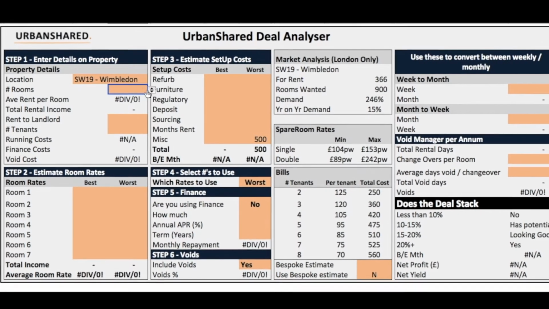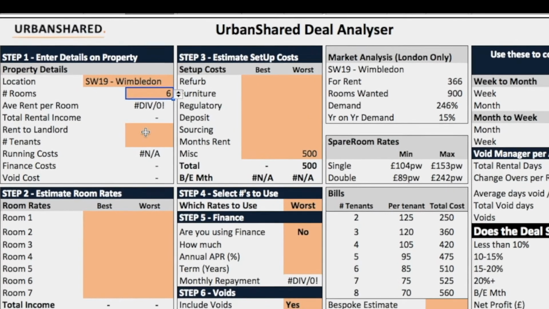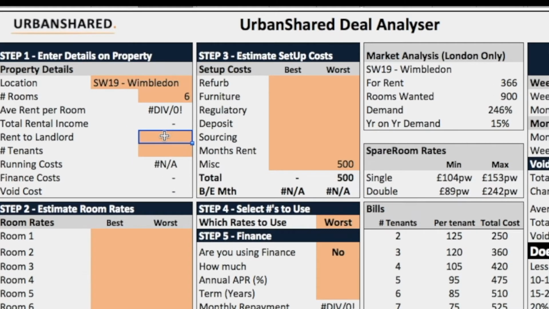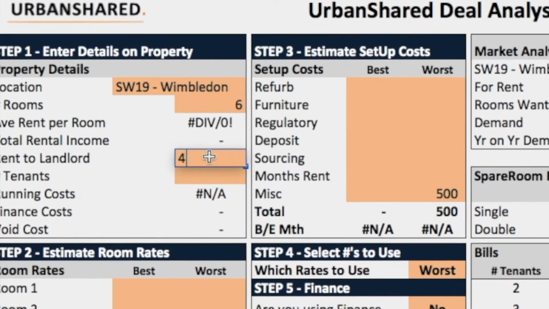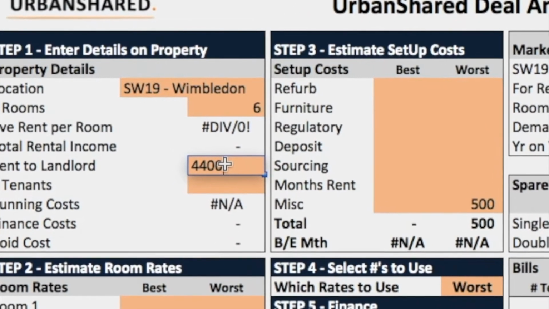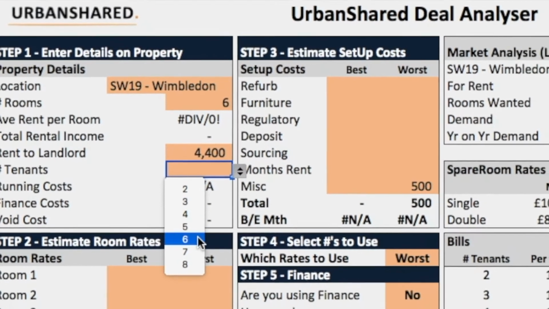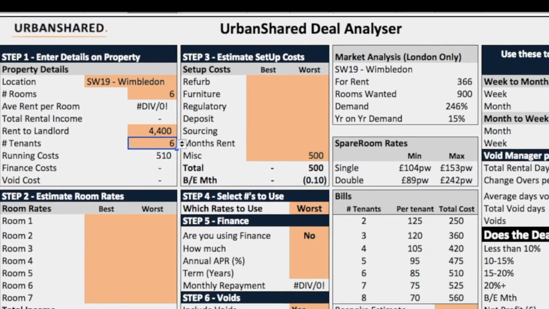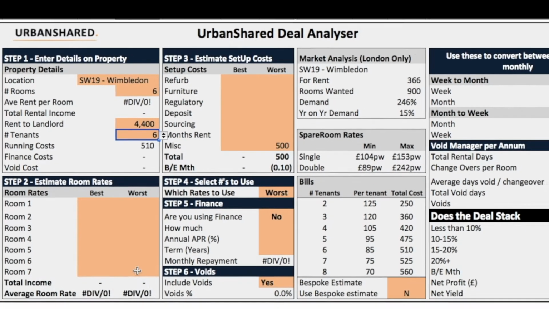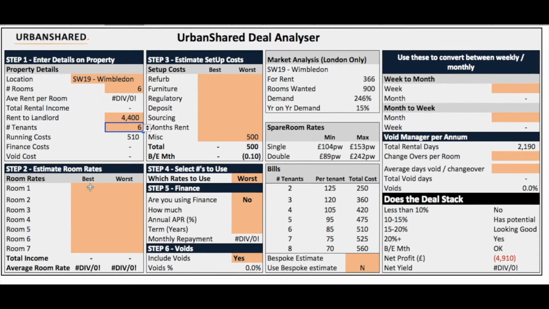So this has got six bedrooms, so from the drop down we select 6. The rent to the landlord, now this was initially on the market for 4,400, and we were going to put 6 tenants in it, so 6 single tenants, each having a single room. In this section here, this is where we put our best and worst case scenarios in terms of room rates.